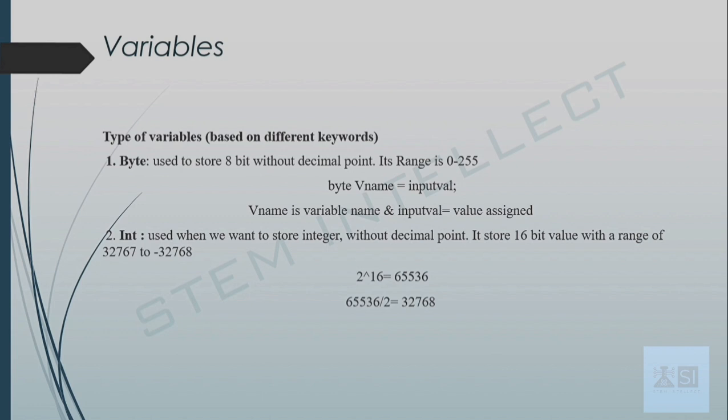So without decimal point, it stores a 16-bit value with the range of 32,767 to minus 32,768. So basically 2 raised to power 16 is the value, and we are using half of it for the positive side and half of it for the negative one.